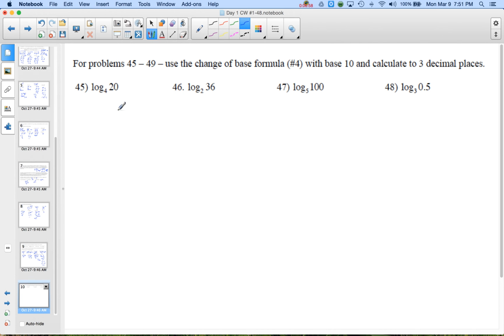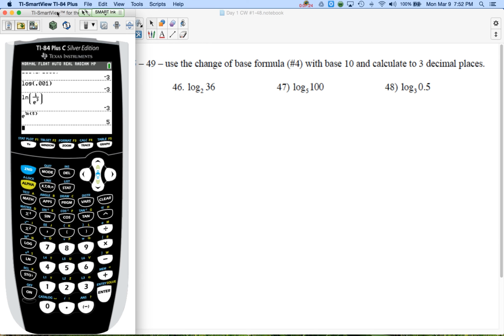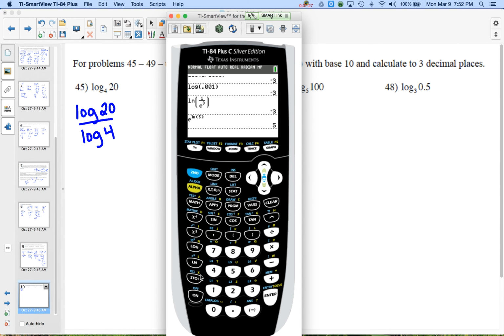To illustrate the change of base formula, which was the 4th one on that list, if you need to evaluate log base 4 of 20, you can actually change them both to common log. And if you just evaluate log 20 over log 4, now you wouldn't know these because there's no way to know these without the use of a calculator. So at this point, you would take a calculator and you could evaluate log 20 divided by log 4 and come up with a decimal approximation.